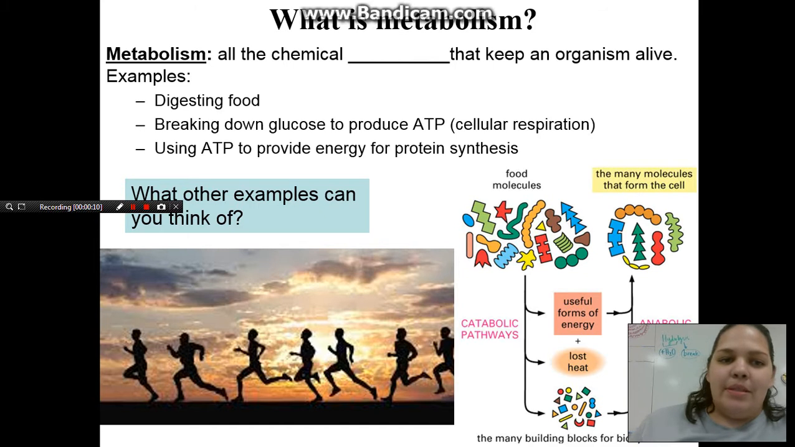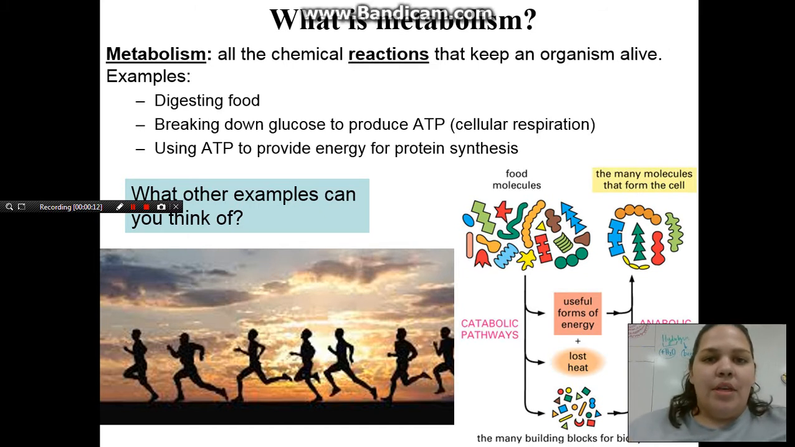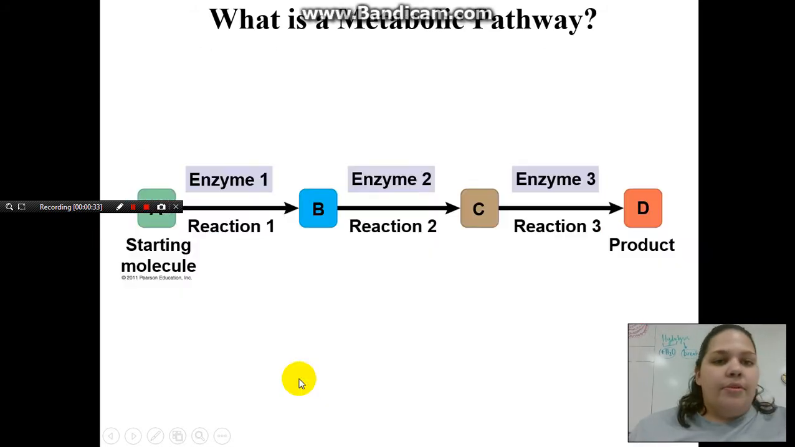So what is metabolism? Well, metabolism is all the chemical reactions that keep an organism alive. Some examples are digesting food, breaking down glucose to produce ATP, and using ATP to provide energy for protein synthesis. Can you think of any other examples? Maybe you can use this picture as one. We'll talk about some other examples on Tuesday as well.